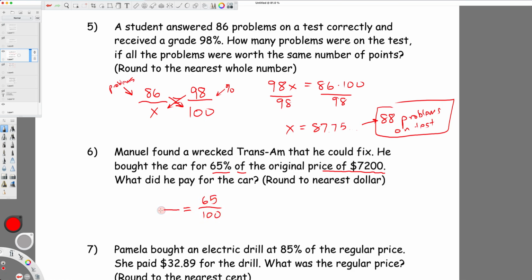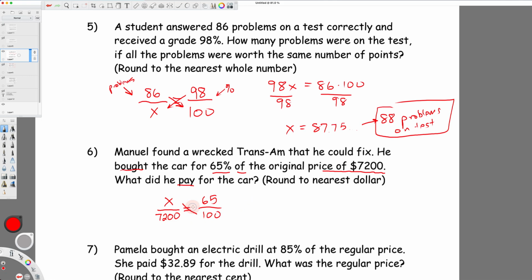And then I really have a 50% chance of randomly guessing. But let's think about it. It's 65% is what he bought the car for. And they are asking, what did he pay for the car? So this 65% is what he bought the car for. And we're asked, what did he buy the car for? So I don't know what he bought it for. But it is 65% of the whole original price of the $7,200. So this total down here is $7,200. So what he paid out of the $7,200 original price is told to us as 65% out of 100.